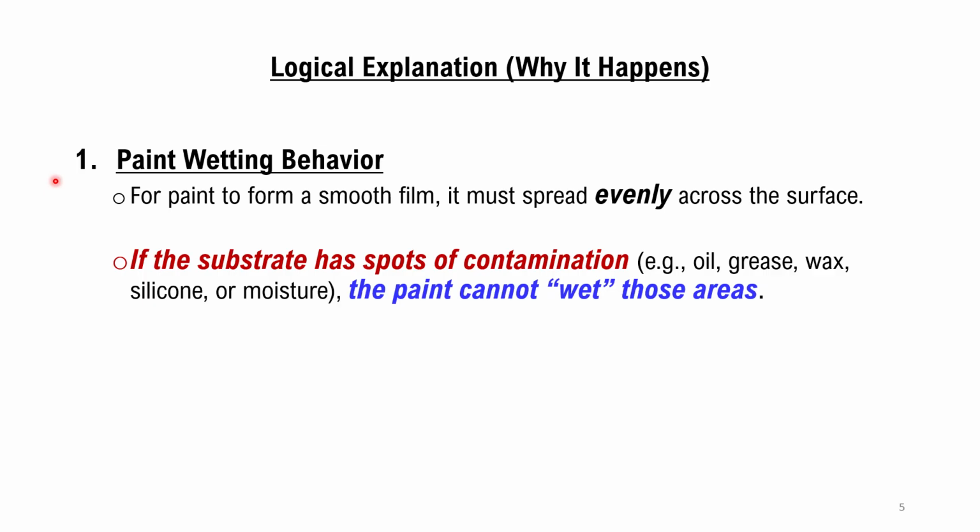How can we explain it logically? Number one, paint wetting behavior. For paint to form a smooth finish, it must spread evenly across the surface. If the substrate has spots of contamination, such as oil, grease, wax, silicone or moisture, the paint cannot wet those areas.